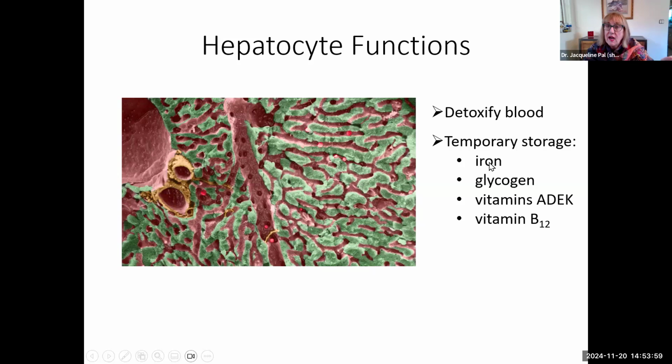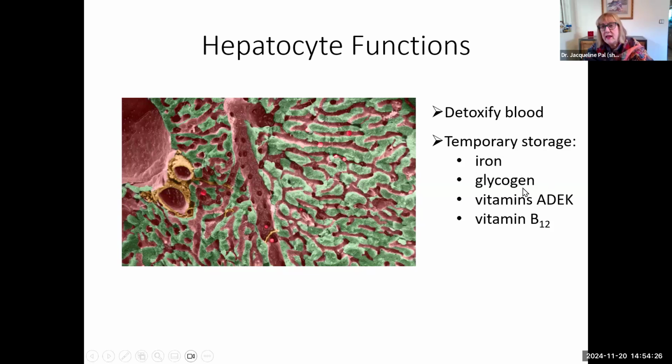Temporary storage of iron. Okay, so when you are breaking down your red blood cells after 120 days, if you have enough iron, you can store extra iron here. If, on the other hand, you're a woman in your childbearing years, you probably don't have extra iron, and so that iron gets reused right away in your red bone marrow for making new erythrocytes.